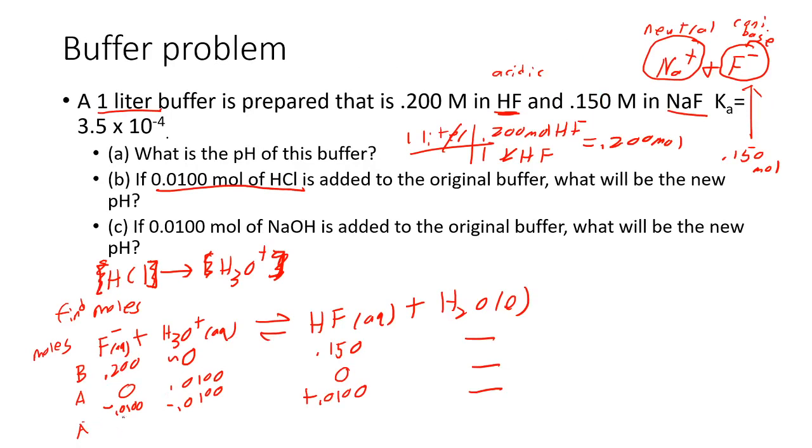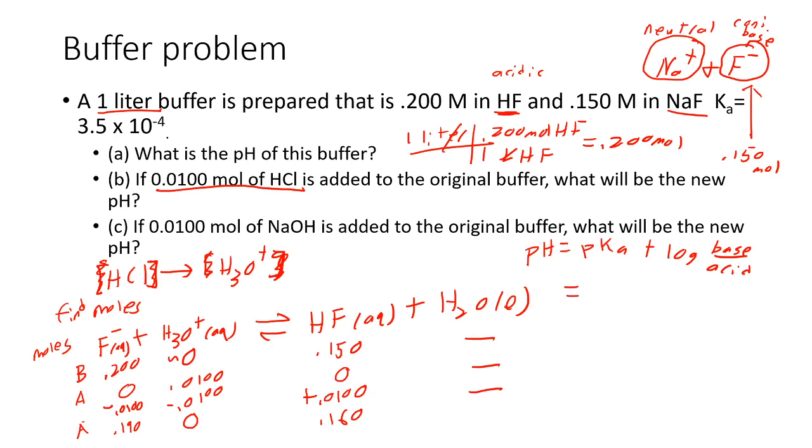So we subtract 0.2 minus that, and we'll get 0.190 moles. We don't have any extra H3O+. We've got 0.160 moles of HF. So now we can plug these back into our Henderson-Hasselbalch equation, that pH equals pKa plus the log of the base over the acid.